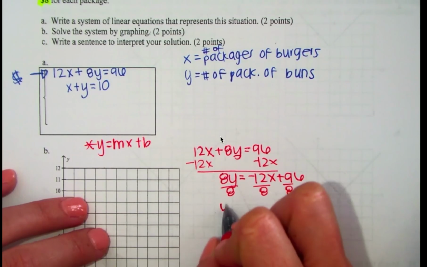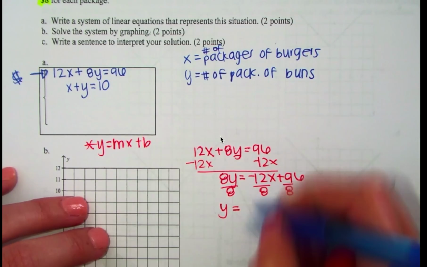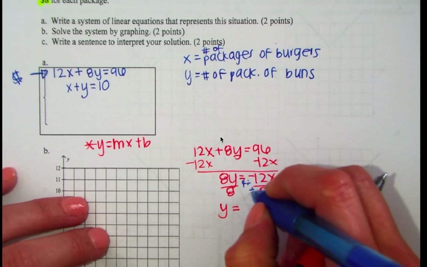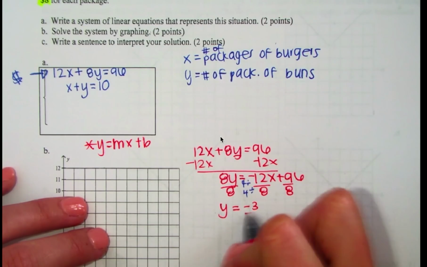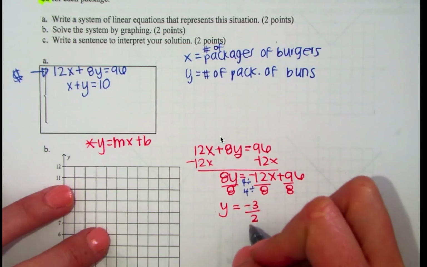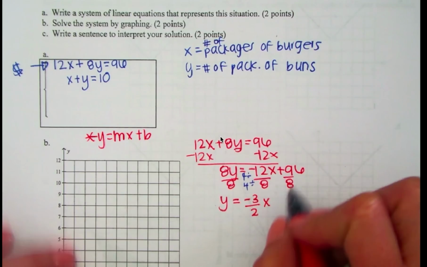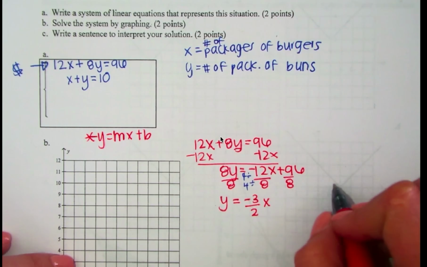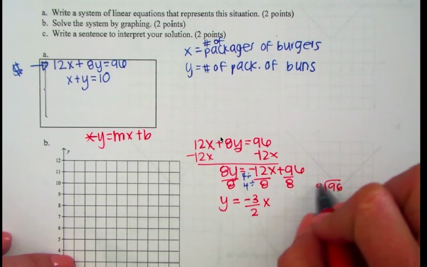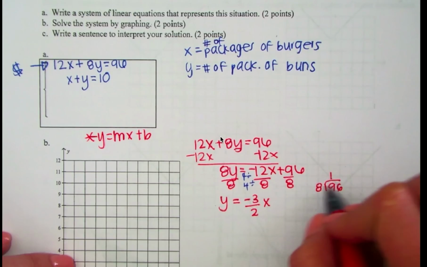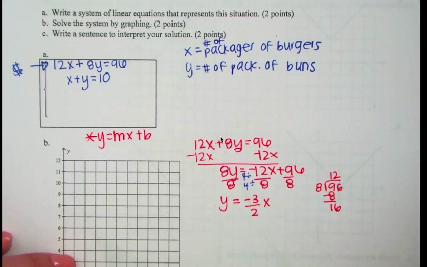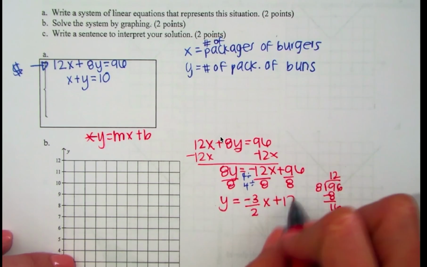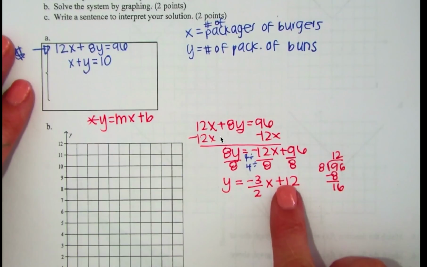And I get y equals, let's simplify this fraction by dividing by 4, top and bottom. Negative 12 divided by 4 is negative 3. 8 divided by 4 is 2. So I simplified that fraction, made it negative 3 over 2, x. And then 96 divided by 8, if you can't do that in your head, you can just do that work right here. 8 goes into 9 one time. 1 times 8 is 8. Subtract, bring down the 6. 16 divided by 8 is 2. So plus 12.